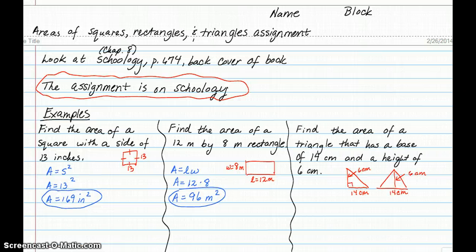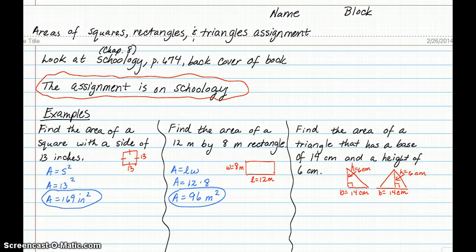Okay, so we're finding the area of a triangle that has a base of 14 centimeters and a height of 6 centimeters. Now, because I didn't tell you what type of a triangle this is, you could either make it a picture with a right triangle, where one of the legs would be your height of 6 centimeters and the other leg would be the base of 14 centimeters. Or you could draw another type of triangle where your base is 14 centimeters and your height is that straight up and down. It's not a slant. It's not a slant height. It's that straight up and down height of 6 centimeters.